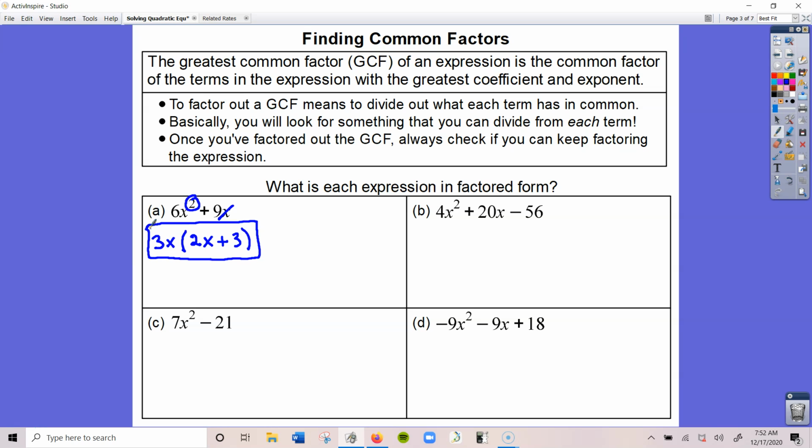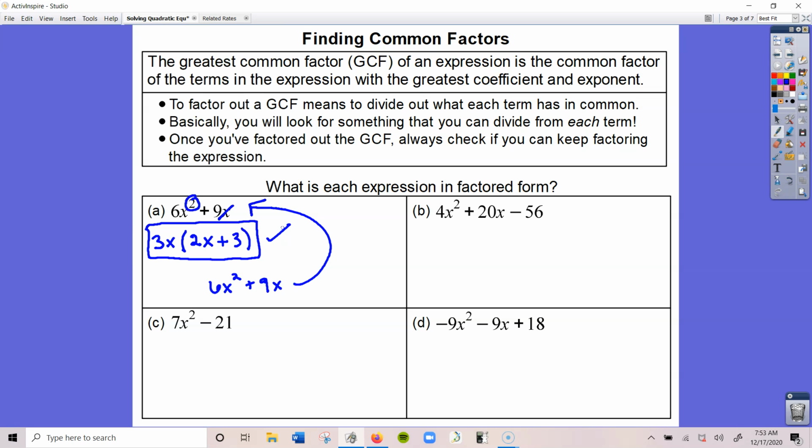If we could keep factoring, we would. But if there are no more exponents, then we can't keep factoring. And again, if you're unsure of how this works, think about if you were to distribute that 3x again. If you were to distribute 3x times 2x is the 6x squared, plus 3x times 3, which is 9x. And that gives me my original function. So we know that this is correct.